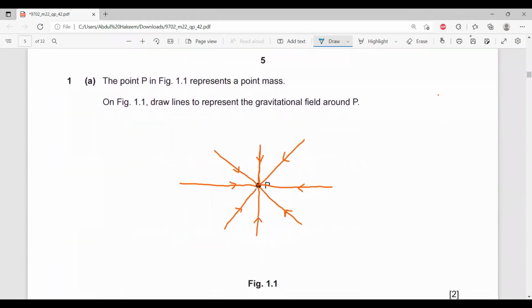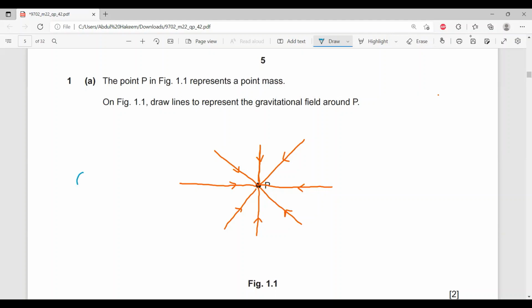The question is: the point P in Figure 1.1 represents a point mass. Draw lines to represent the gravitational field around P. Remember, for an isolated neutral object, the gravitational field is radial, equally spaced at the surface of the sphere, and all field lines are directed towards the center of the sphere.